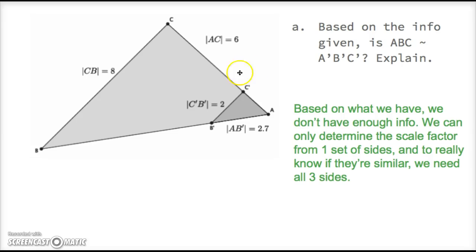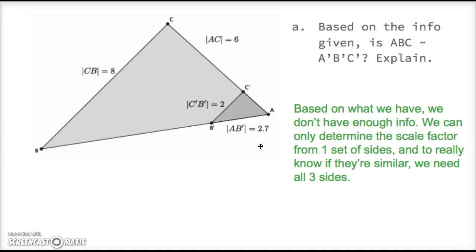So based on the information that we have here, we really don't have enough information. If you look, there's only one set of sides that we can determine the scale factor from, and that's side BC and B prime, C prime. If I were to find the scale factor, prime divided by the original, you'd get 2/8, which is 1/4. But in order to be similar, the other sides would have to have that same scale factor applied to them. And we don't know that for sure, because we don't know the length of A prime, C prime, and over here we don't know the length of AB. So we really can't tell if they are similar for sure or not.